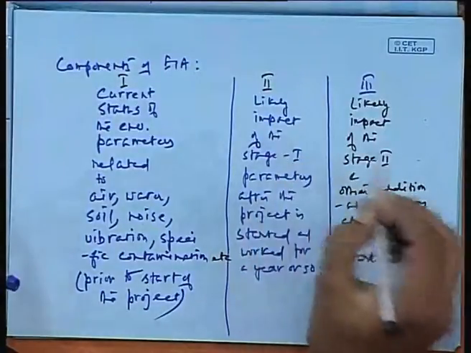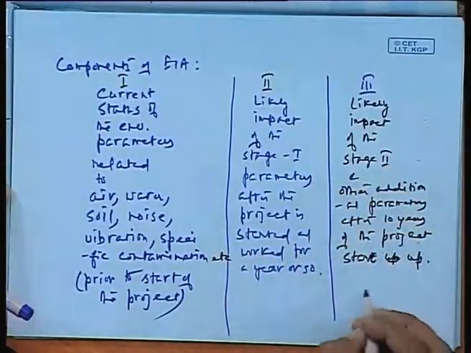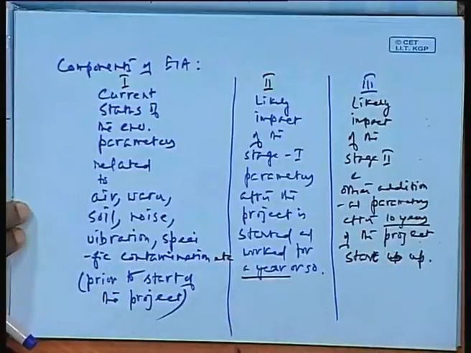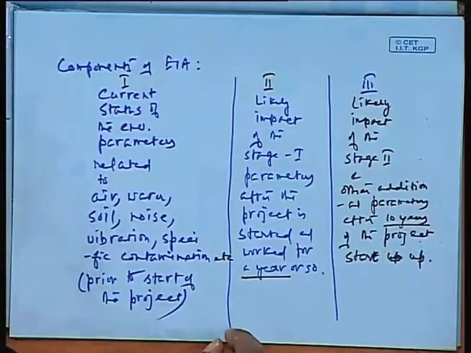Current status, likely impact stage is 10 years. After 10 years, this is after a year or so, this is before the project is generally done. This is called the EIA. This is what has to be done. For a mine, this is generally conducted by a third party consultant.